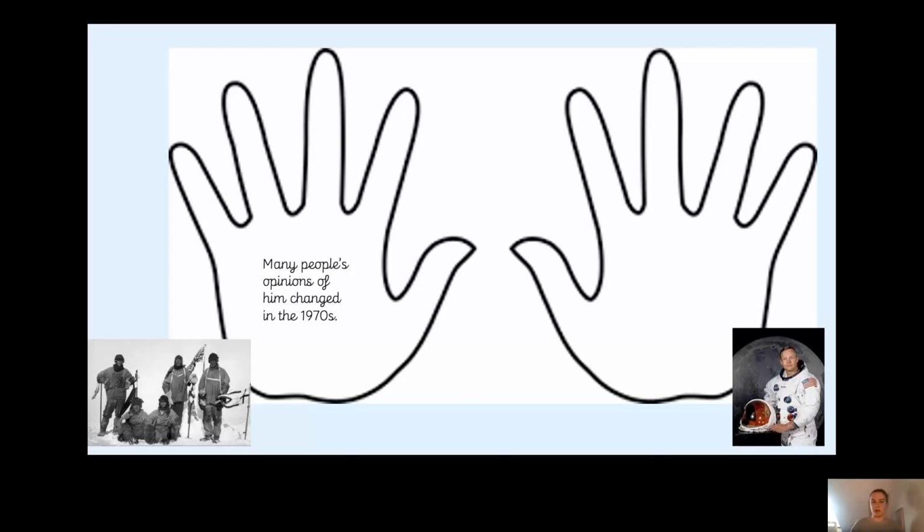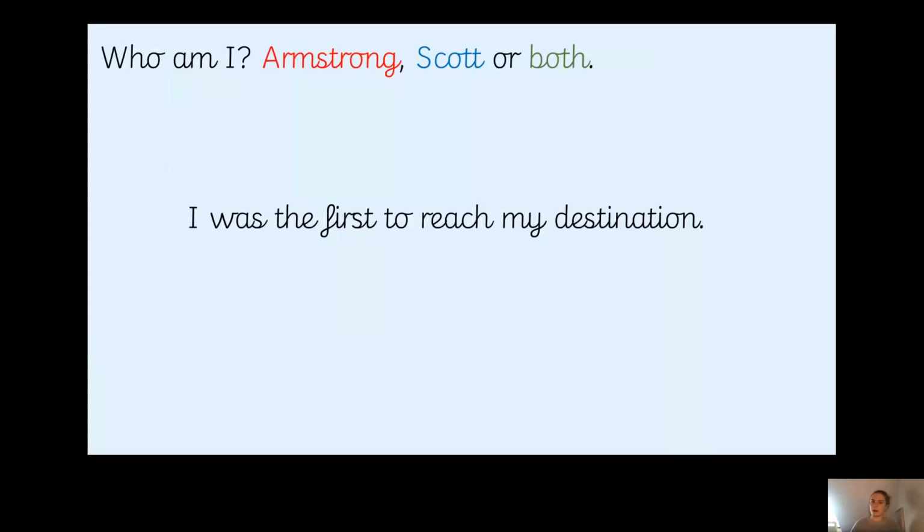Either way, so now what we're going to do is look at different facts about them, each man, okay, each explorer. So we're going to have some facts about Scott of the Antarctic, some about Neil Armstrong, and some will relate to both explorers, okay? And we need to decide which one is which. So the first one, who am I? Armstrong, Scott, or both? I was the first to reach my destination.